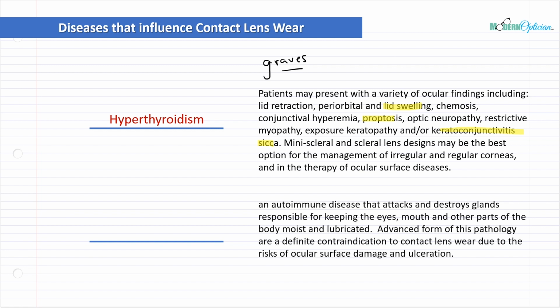All right. Sjogren's syndrome is another condition that you need to be aware of. It's an autoimmune disease or disorder that attacks and destroys glands responsible for keeping the eyes, mouth, and other parts of the body moist and lubricated. So they're basically dried out. Advanced forms of this pathology are a definite contraindication to contact lens wear due to the risk of ocular surface damage and ulceration.